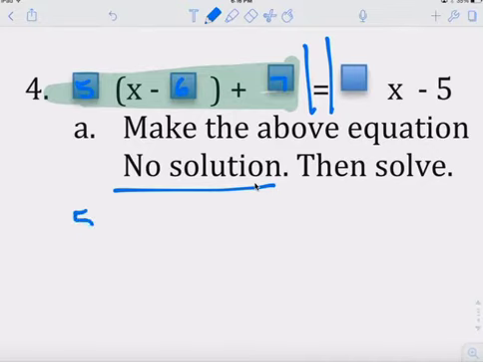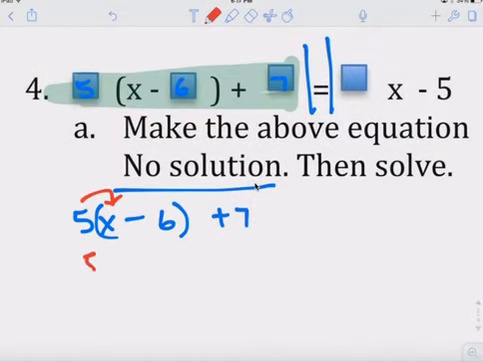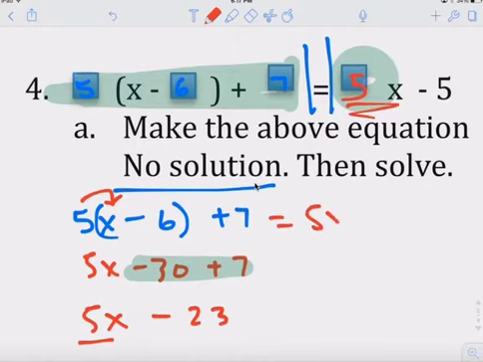Okay. 5x minus 6 plus 7, with the parentheses on x and 6. Alright, distribute: 5x minus 30 plus 7. Combine the like terms. You get 5x minus 23. Okay, so the missing number, look up here, is the 5. It's the same. Make it the same. Equals 5x minus 5.